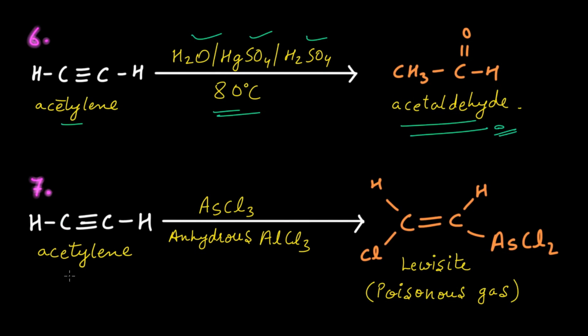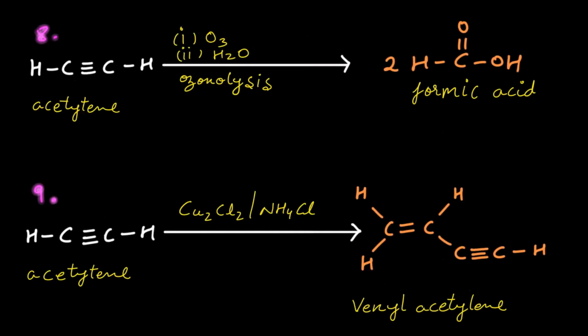7. When acetylene is treated with arsenic chloride in presence of anhydrous AlCl3, you get lewisite. This is a rare reaction and it is a poisonous gas. So a direct question can come, what is lewisite? It is a poisonous gas. This is the structure. It is formed from acetylene when acetylene is treated with arsenic chloride.